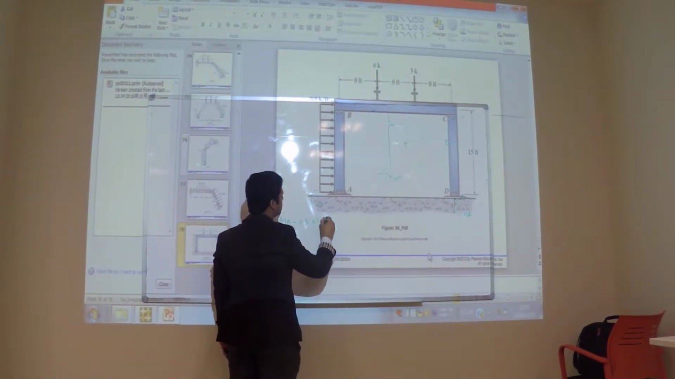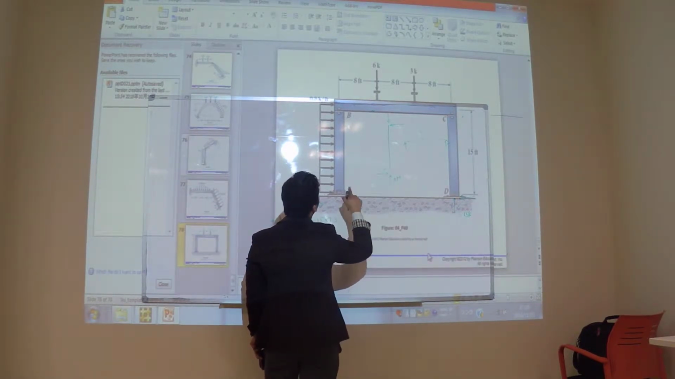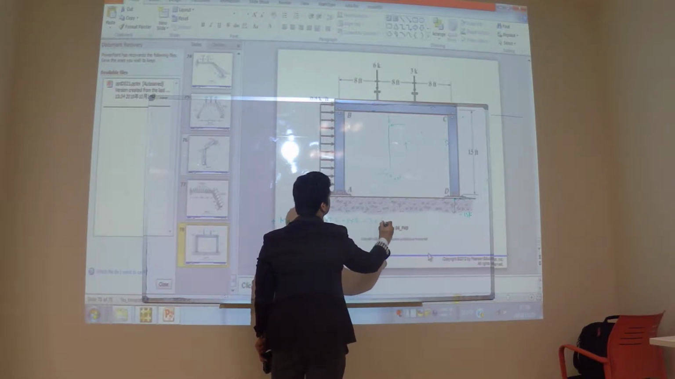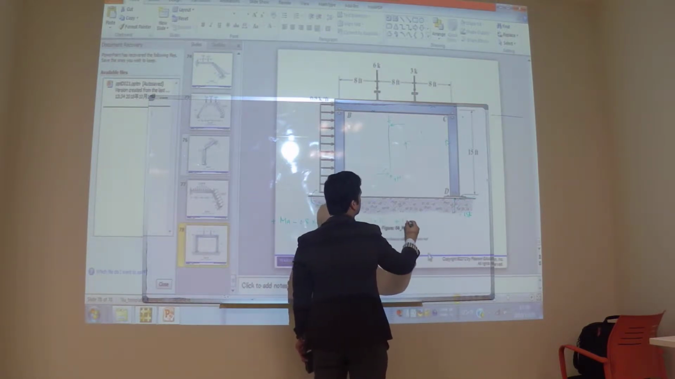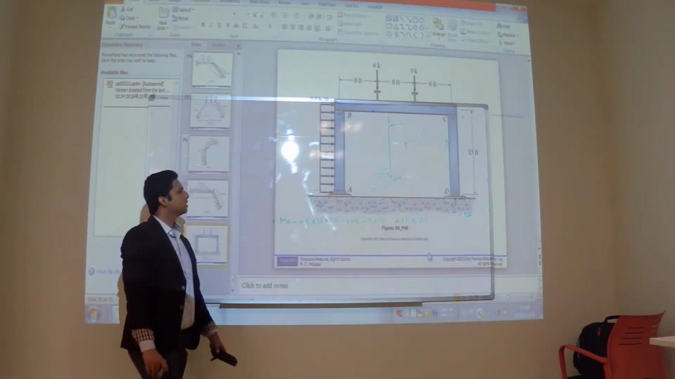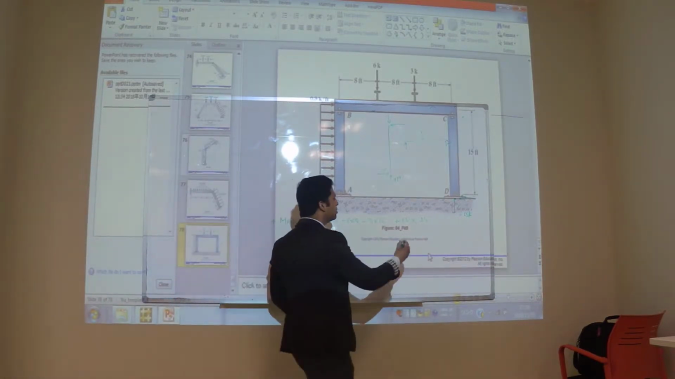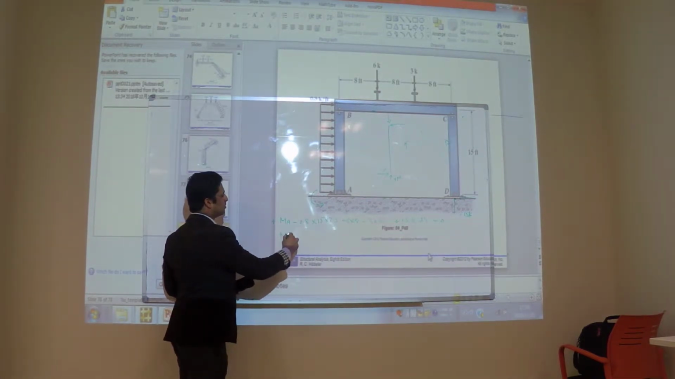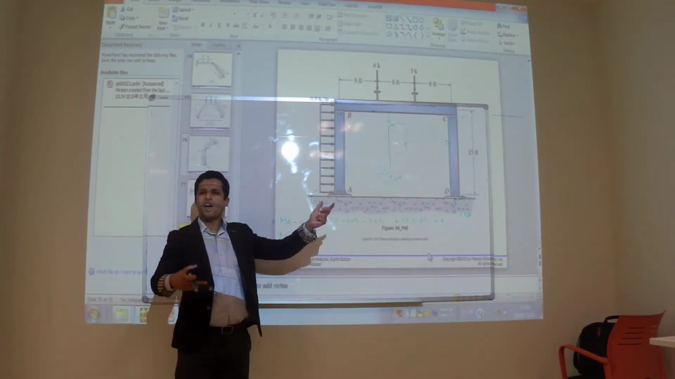15 into 7.5. 6 minus 6 into 8. 3 into 16. That's all, and then this plus 15 into 1. The sum of all moments is equal to 0 for equilibrium, and you will get MA from here. So once you have MA, everything is solved.